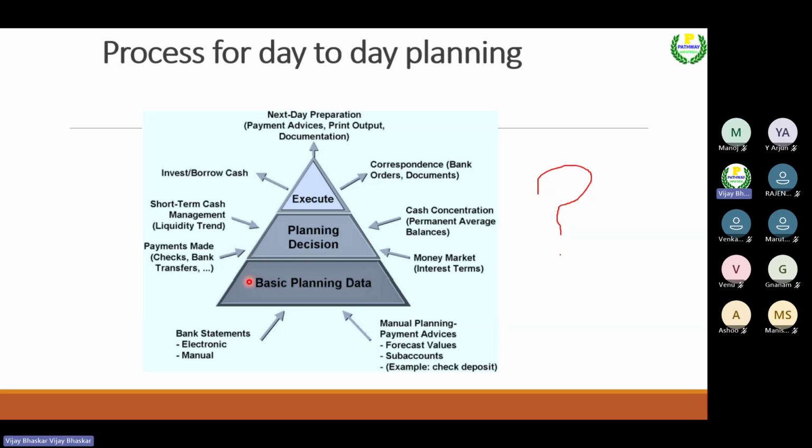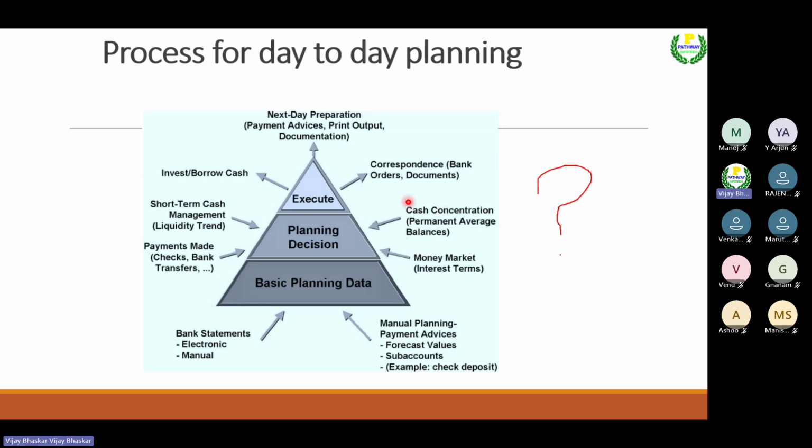Based on the source data, we must do the planning. Money market is only one instrument. I took the example here, interest terms. It could be incoming or it might be outgoing also. I'm not saying that it is only one direction.